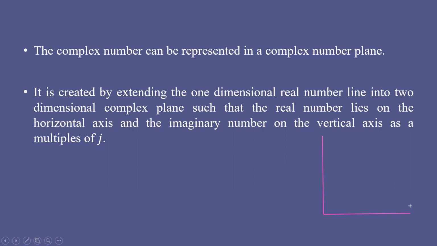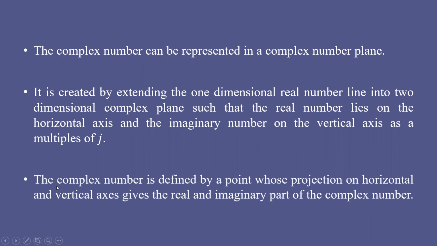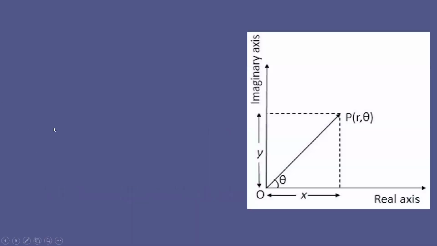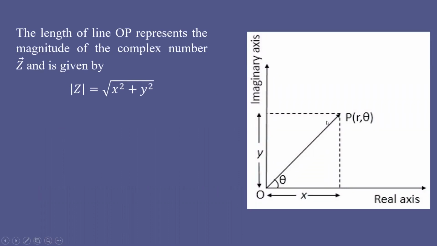The values of x and y of the complex number are represented on the real axis and imaginary axis. I'll show you in the next section. The complex number is defined by a point whose projection on the horizontal and vertical axes gives the real and imaginary parts of the complex number. Remember, the horizontal axis is the real axis, the vertical axis is the imaginary axis. Suppose I have a complex number z, which is represented by x plus jy.